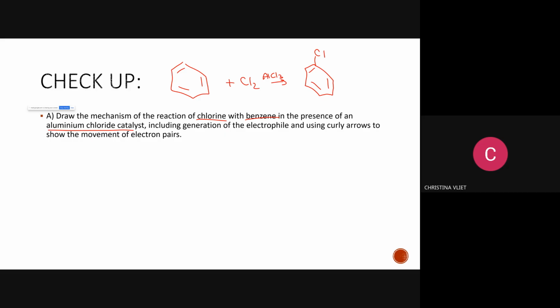Step 1 is to generate the electrophile. So what would that be? Cl2 plus AlCl3, and what are my products? AlCl3 becomes AlCl4 minus, leaving chlorine to have a positive charge, which is crazy. All right, so that's step 1.